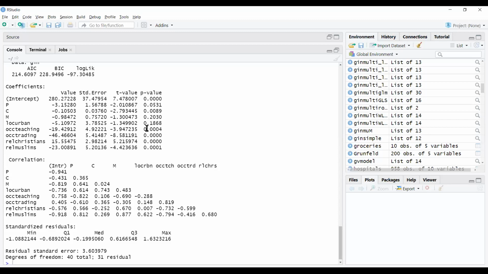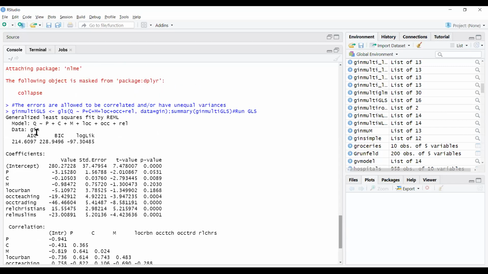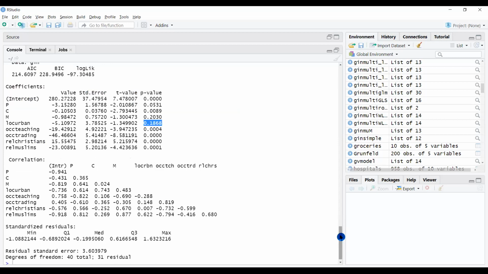This time it doesn't give stars, but it gives you interesting things. For example, it gives you AIC, BIC, and log likelihood results. Those things, we will speak of them later on. But the key points are to look at the p-values. Okay, price is significant, complement price is significant, income is not significant, location urban is not significant, but the rest are all significant.